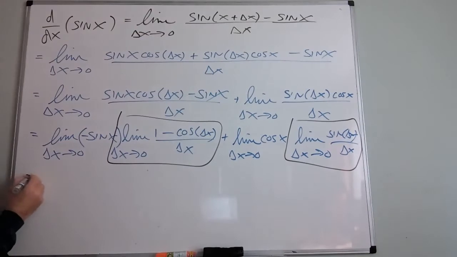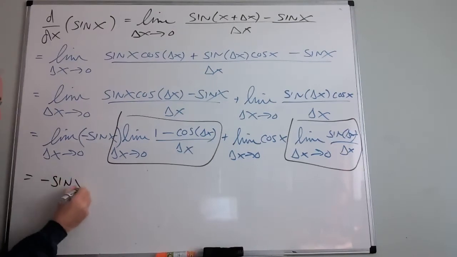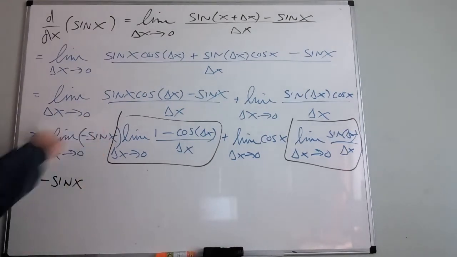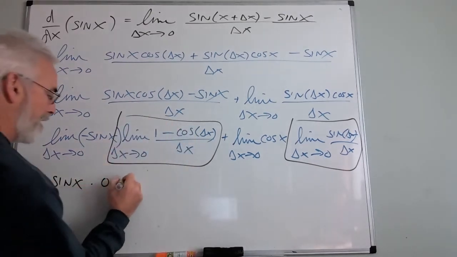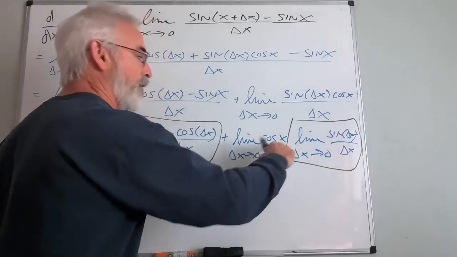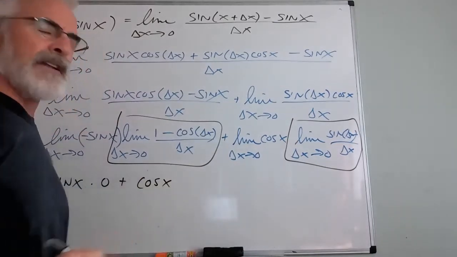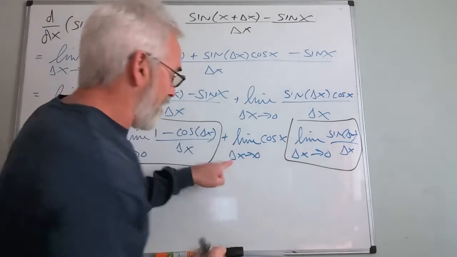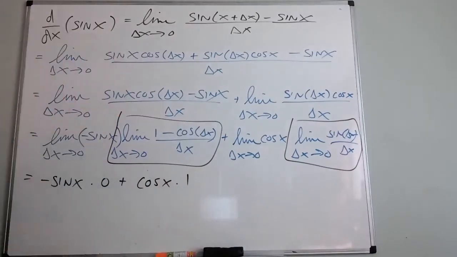So what have I got? So the limit as delta x goes to 0 of the negative sine of x is just the negative sine of x because there's no delta x's there. That's not changing. This is 0. Plus, the limit as delta x goes to 0 of the cosine function. There's no delta x there, so this limit is just the cosine function. It's kind of like saying the limit of a constant is a constant. There's nothing there that's changing, so that's going to stay the same. And then we know that limit is 1. Negative sine x times 0 plus cos x times 1 is simply the cosine of x.